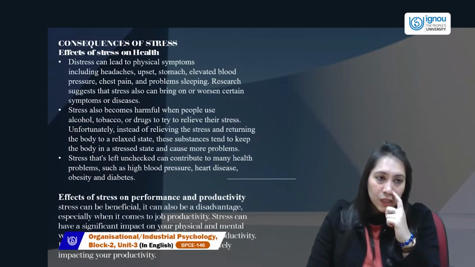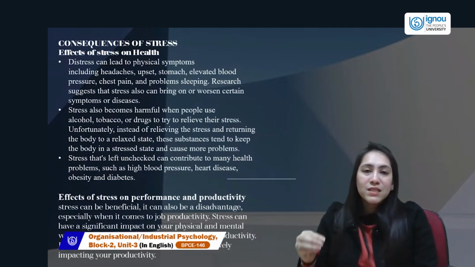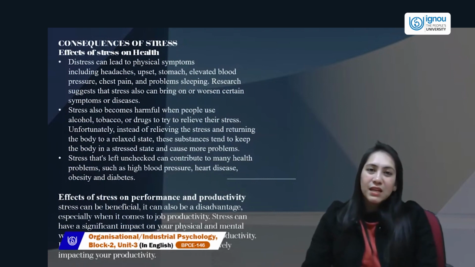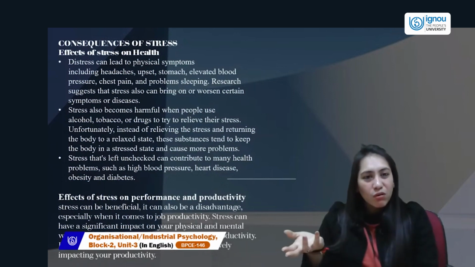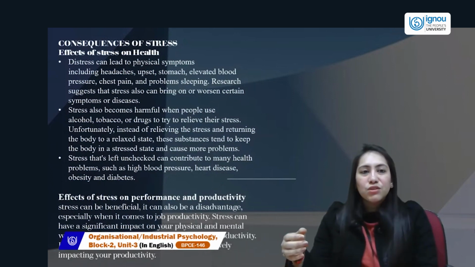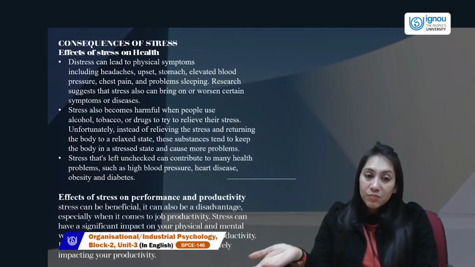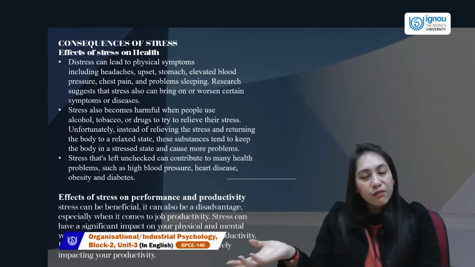So when we speak about stress impacting your health, always remember distress can lead to physical symptoms that are readily available to all of us, like recurrent headaches, elevated blood pressure, upset stomach, pressure on the chest, a burning sensation in the chest, and odd sleeping patterns. Either you're sleeping too much, once you get back home, you don't interact with people and you just go to sleep. Or you're awake all night, just completing your work and taking 4 or 5 hours of sleep.